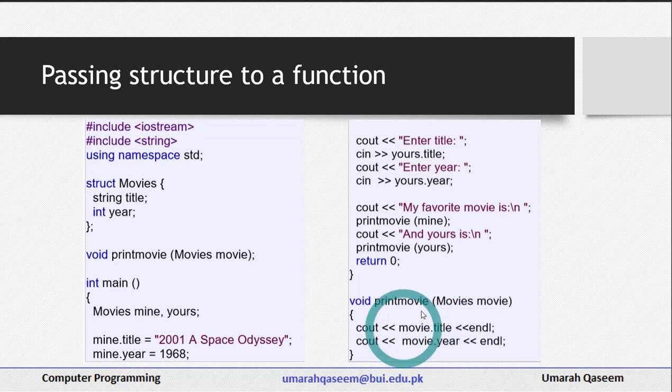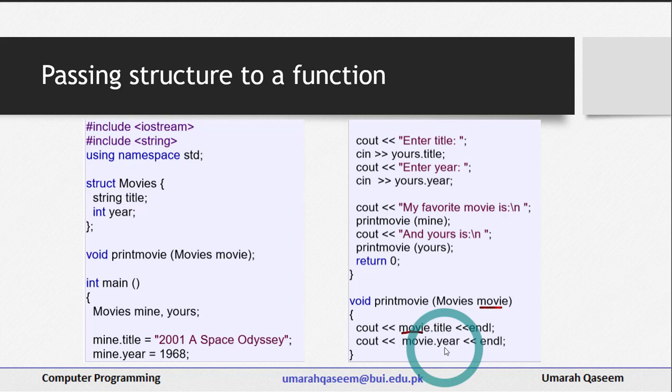In this function, we are just printing on the screen. We're just doing the cout thing. So we have written cout here, and we are displaying the title member of the structure, and these two members. For that, you know how to access a structure. You will write the name of the variable, movie, which is written here. So movie dot title will display the title, and movie dot year will display the year.